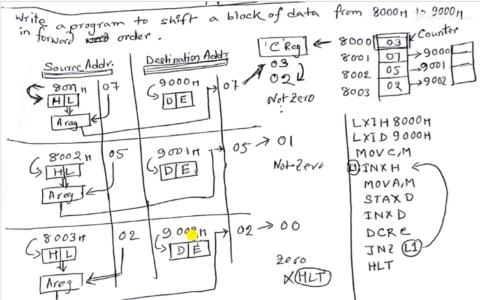9001 to 9002. Clear? The same process, the content of HL pair is the address location, and the address location holds the 02 value which has to move into the accumulator. This content of the accumulator moves to 9002, which is our destination address. Then we will decrement the C register value 01 to 00, and check it is 0 or not. It is 0, that means we have not to proceed, so we will terminate the program.